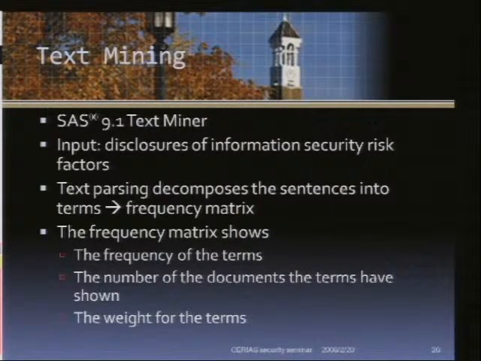And when we put these disclosures into SAS, the SAS will decompose these disclosures into terms. Okay, that is, it decomposes the sentences into terms, and then it calculates a frequency for each term. Okay, and the frequency is the multiplication of how frequently a term shows up in that document times how frequently a term shows up in the whole data set. So in this case, we can find out the terms that do not consistently or repeatedly show up in the whole document. So we can find a better cluster here.